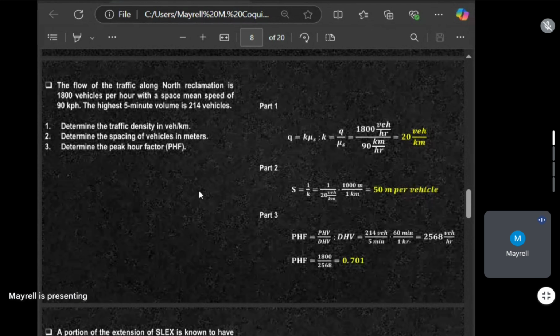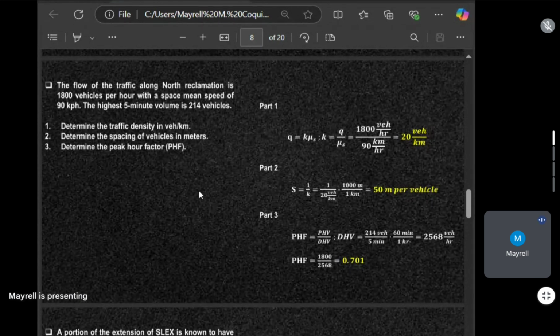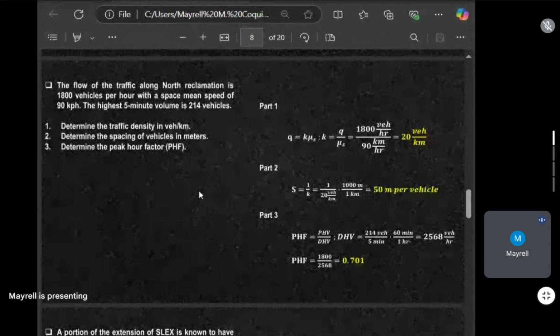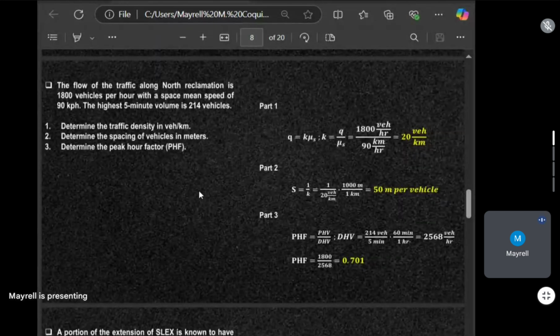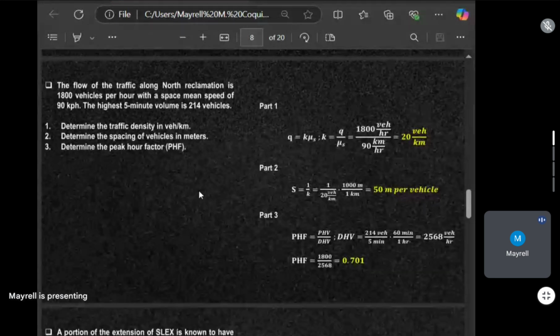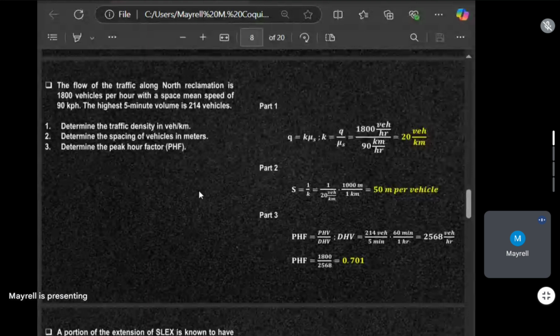So the flow of traffic along North Reclamation is 1,800 vehicles per hour with a space mean speed of 90 kph. So the highest 5-minute volume is 214 vehicles. So determine the traffic density in vehicles per kilometer. Determine the spacing of vehicles in meters. Determine the peak hour factor PHF.